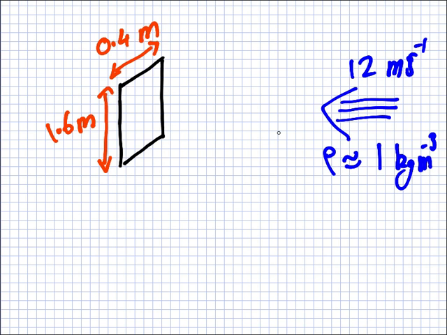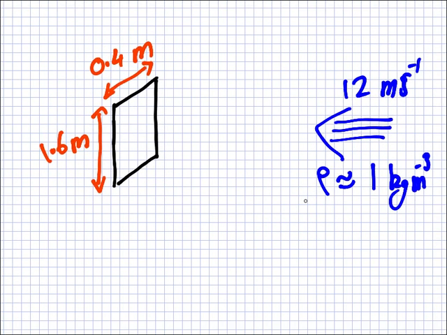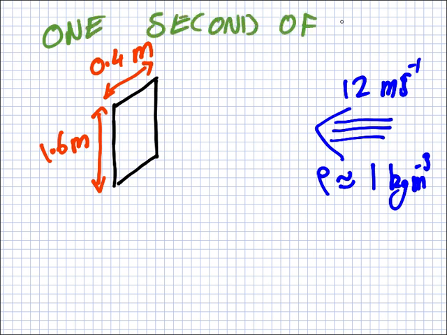So here's the trick for these problems. You need to imagine you're looking at just one second of time. Because all of these calculations involving change of momentum are always per second. The change of mass times velocity per second. The change of momentum per second. It's always per second. So we can just look at 1 second and see what happens in 1 second.